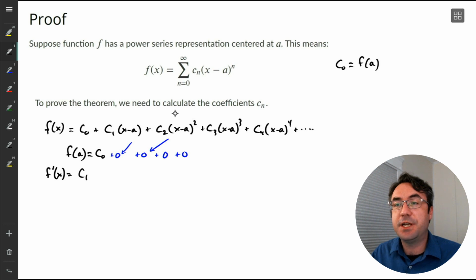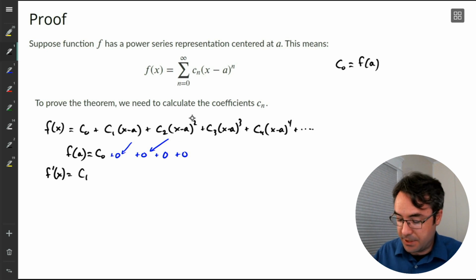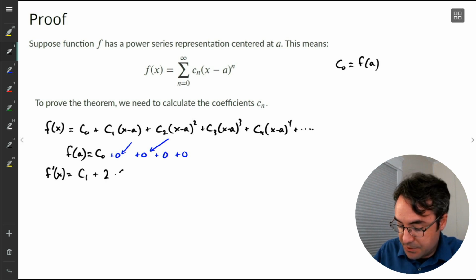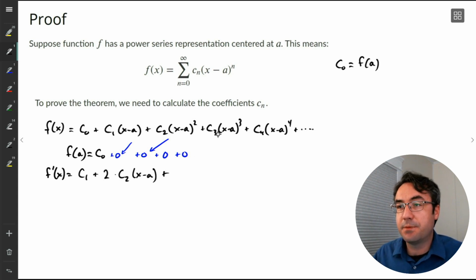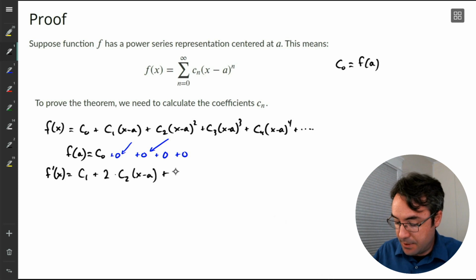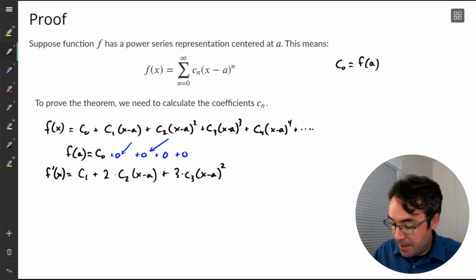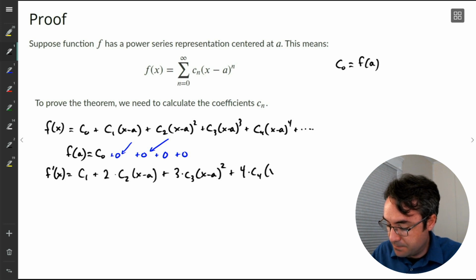And then when we differentiate the next term, power rule, so we bring down the 2, put it in front, the coefficient stays the same, keep the x minus a the same, and then subtract 1. So we're going to end up with 2 times c sub 2 times x minus a. Then we go to the next term, power rule again, bring the 3 down, put it in front, and then we subtract 1 in the exponent to give us x minus a squared. And then same thing over here. We differentiate this, we get 4 times c4 times x minus a cubed, and we could keep doing that.